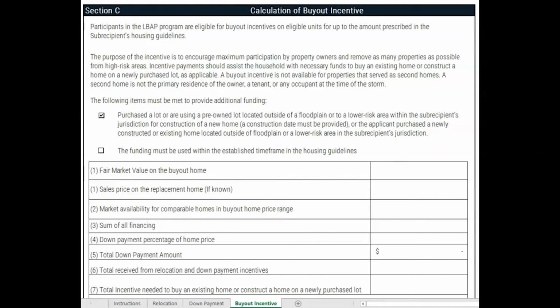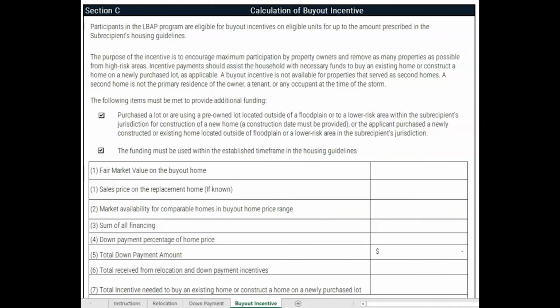Next, check off if the funding is being requested within the established time frame written in the subrecipient's housing guidelines. Each subrecipient should have in their program guidelines an established time frame for which the applicant must use the incentive money. Applicants and subrecipients should ensure the funding is being requested and can be used within the time frame established.